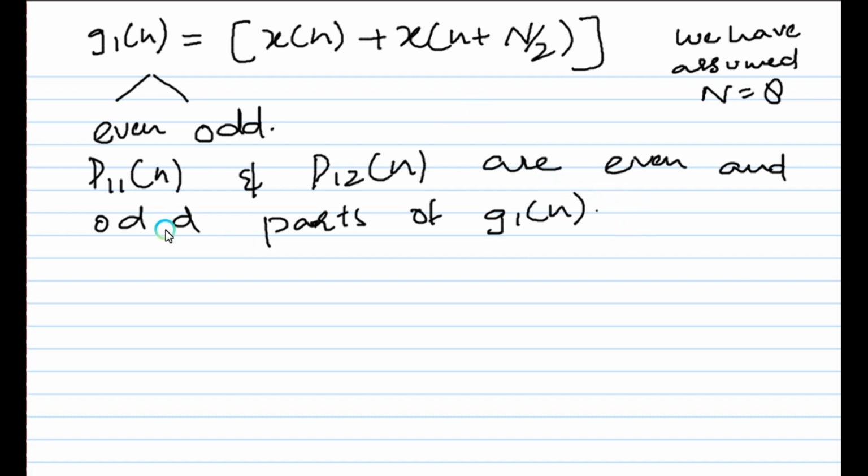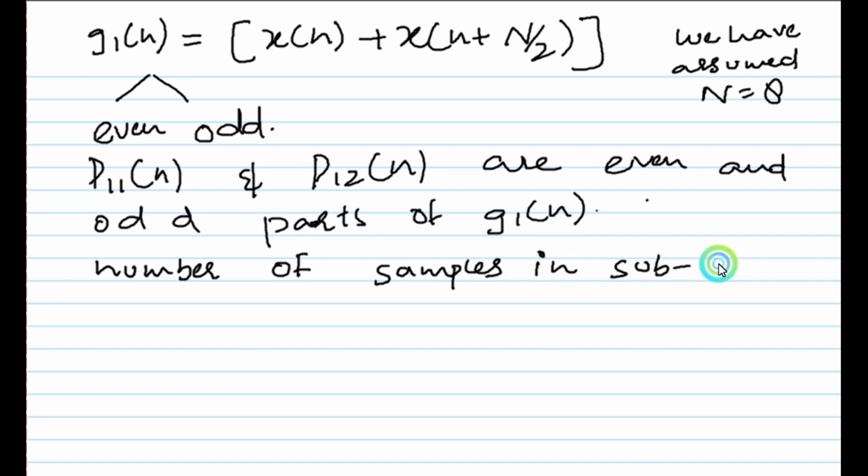So I can write the number of samples in subdivisions of g1 of n. Now I will be deducing the equations for p11 of n and p12 of n using the equations for g1 of n and g2 of n.